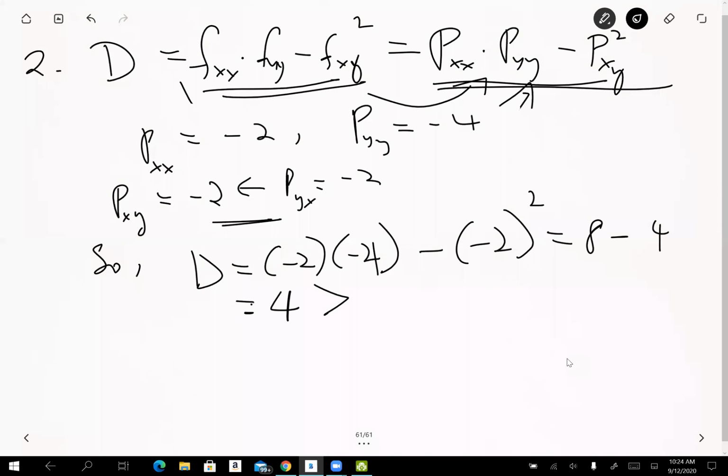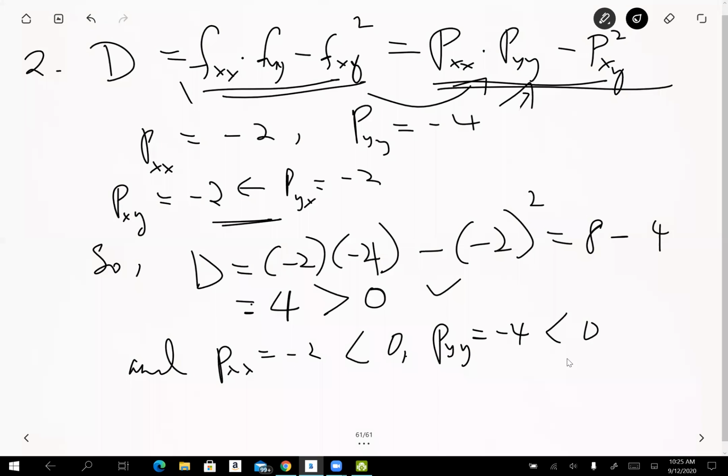And 4 is bigger than 0. So we know we have a maximum or minimum because D is bigger than 0. Then you look at the second condition, which is pxx. We got pxx equal to -2, which is less than 0. And then pyy is equal to -4, which is also less than 0. So what is our conclusion? The function has a maximum. So you can say that profit P has a maximum at x equal to 20, y equal to 5.